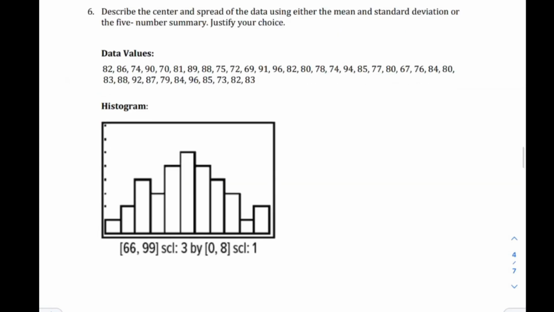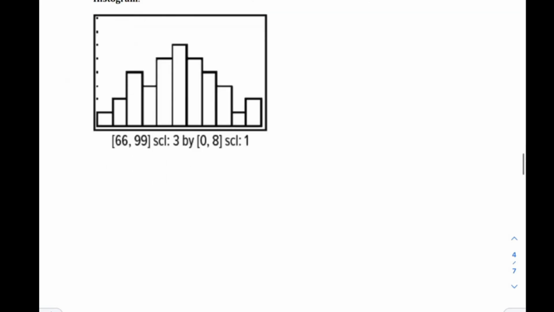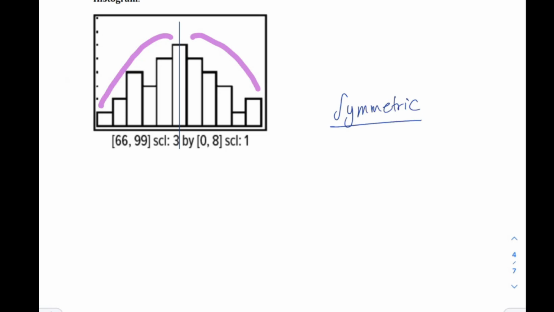Describe the center and spread of the data using either the mean or standard deviation. This data looks symmetric. The right-hand side is almost equal to the left-hand side. We can say the right side is almost equal to or looks like the left side. Therefore, we call it symmetric. And for the symmetric distribution, we will use the mean and standard deviation, which was discussed in previous video.